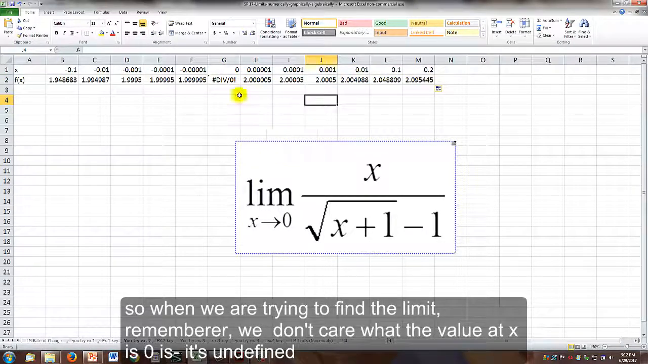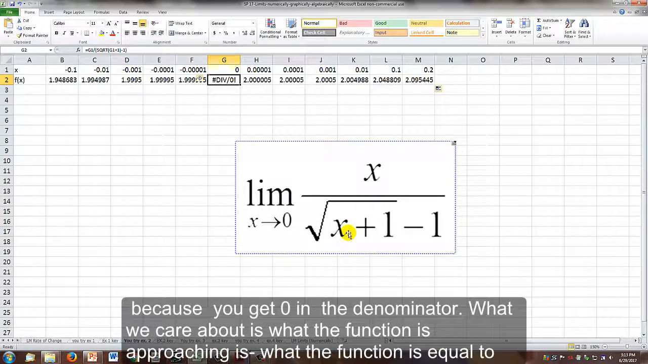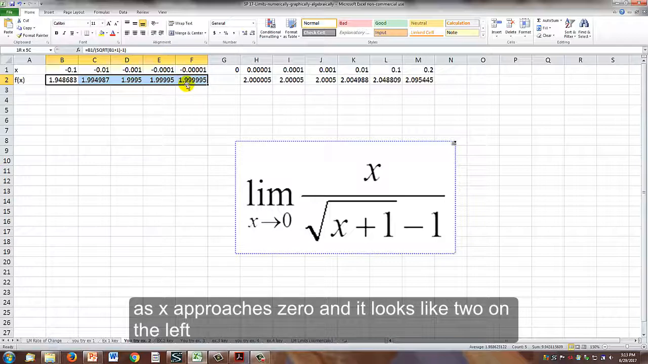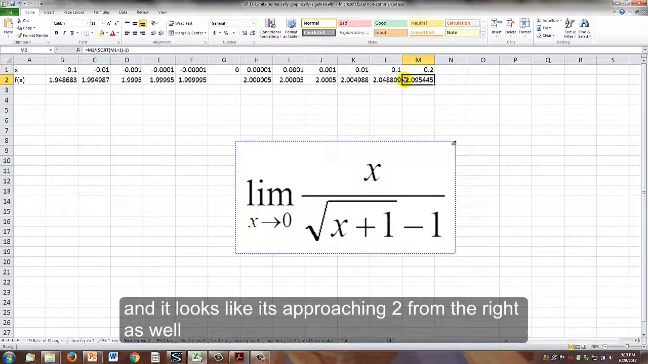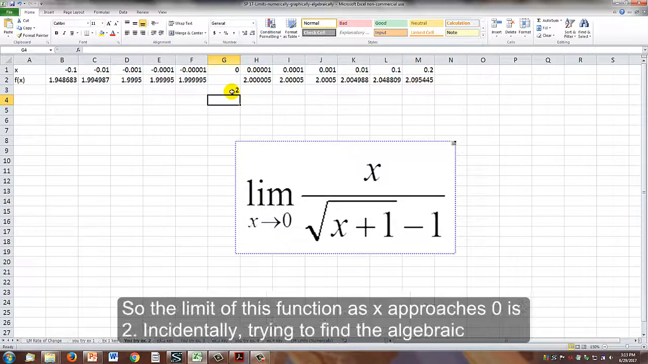So when we're trying to find the limit, remember we don't care what the value is at x equals 0, it's undefined because you get 0 in the denominator. What we care about is what the function is approaching as x approaches 0, and it looks like 2 on the left, and it looks like it's approaching 2 from the right as well. So the limit of this function as x approaches 0 is 2.